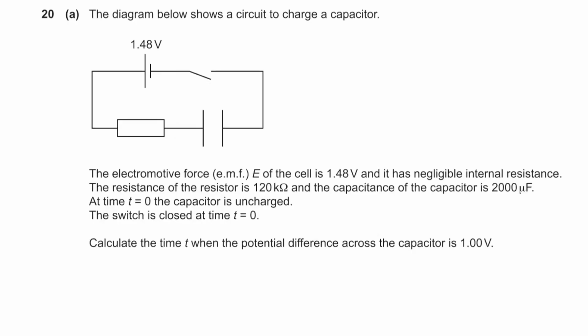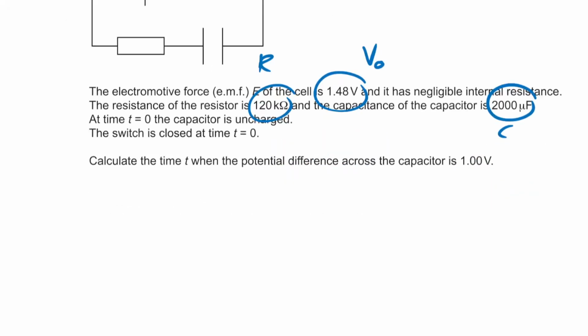Question 20, we have a capacitor. The EMF is 1.48, so I'm going to say that's our V0, and negligible internal resistance, fine. We have the resistor is that, and the capacitance is that. Okay, calculate the time T when the potential difference across the capacitor is 1 volt. Okay, so this is charging, and actually I nearly made the mistake of not reading the question properly. RTFQ, read the full question. I thought it was discharging.